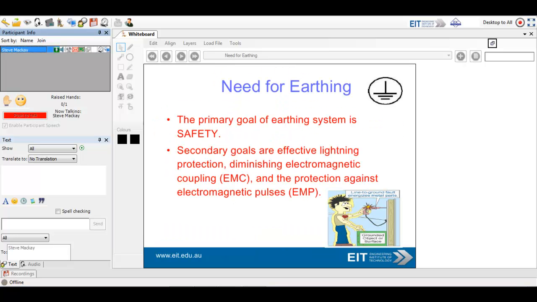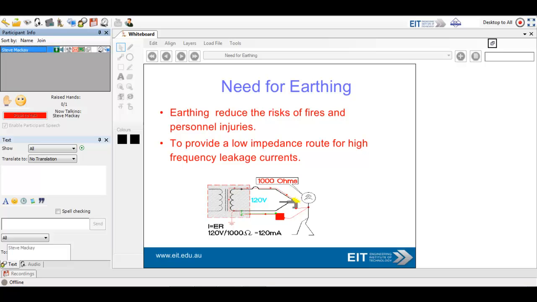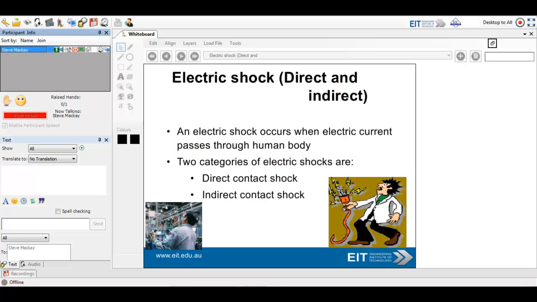Earth and grounding is another very important issue. It's all about safety. And then you've got earthing here, very important. Low impedance route for high frequency leakage currents. And obviously the idea is that earthing is very important to avoid electric shocks, either direct or indirect.